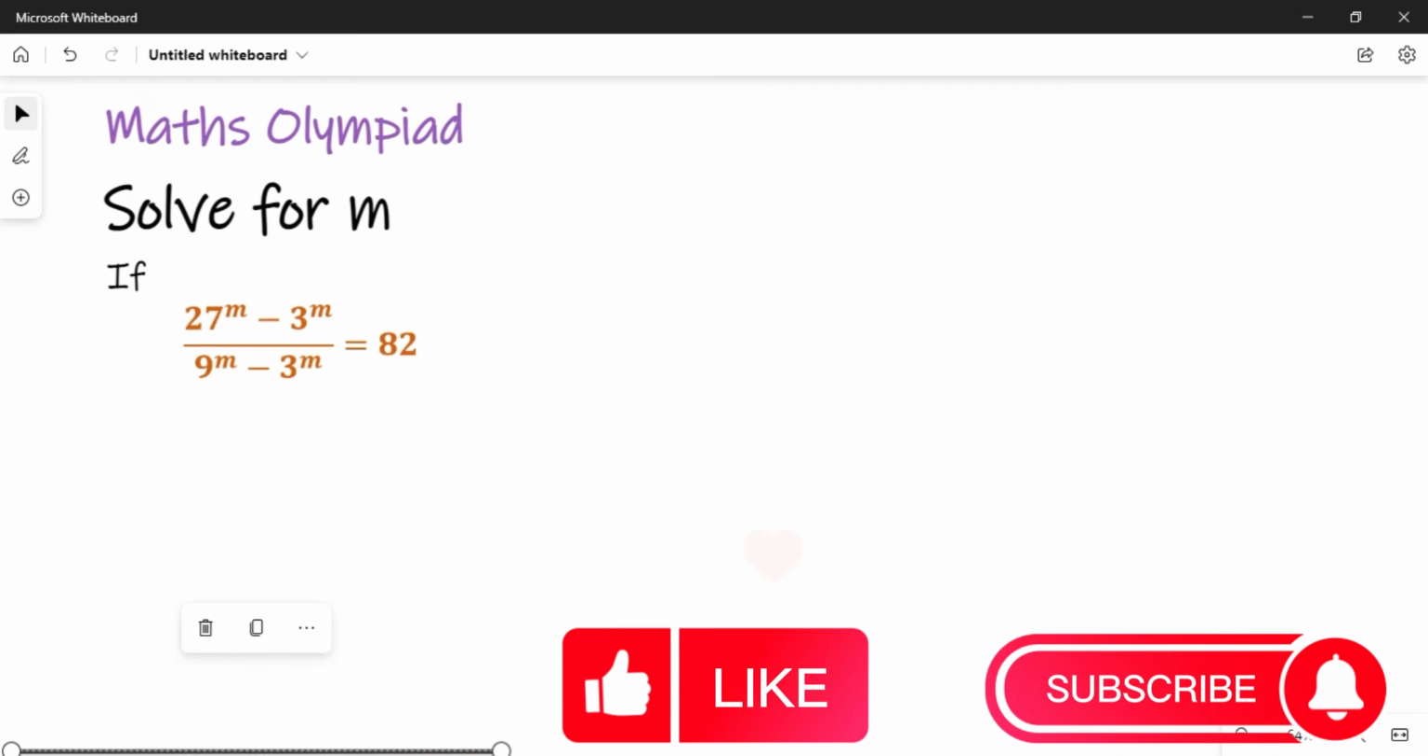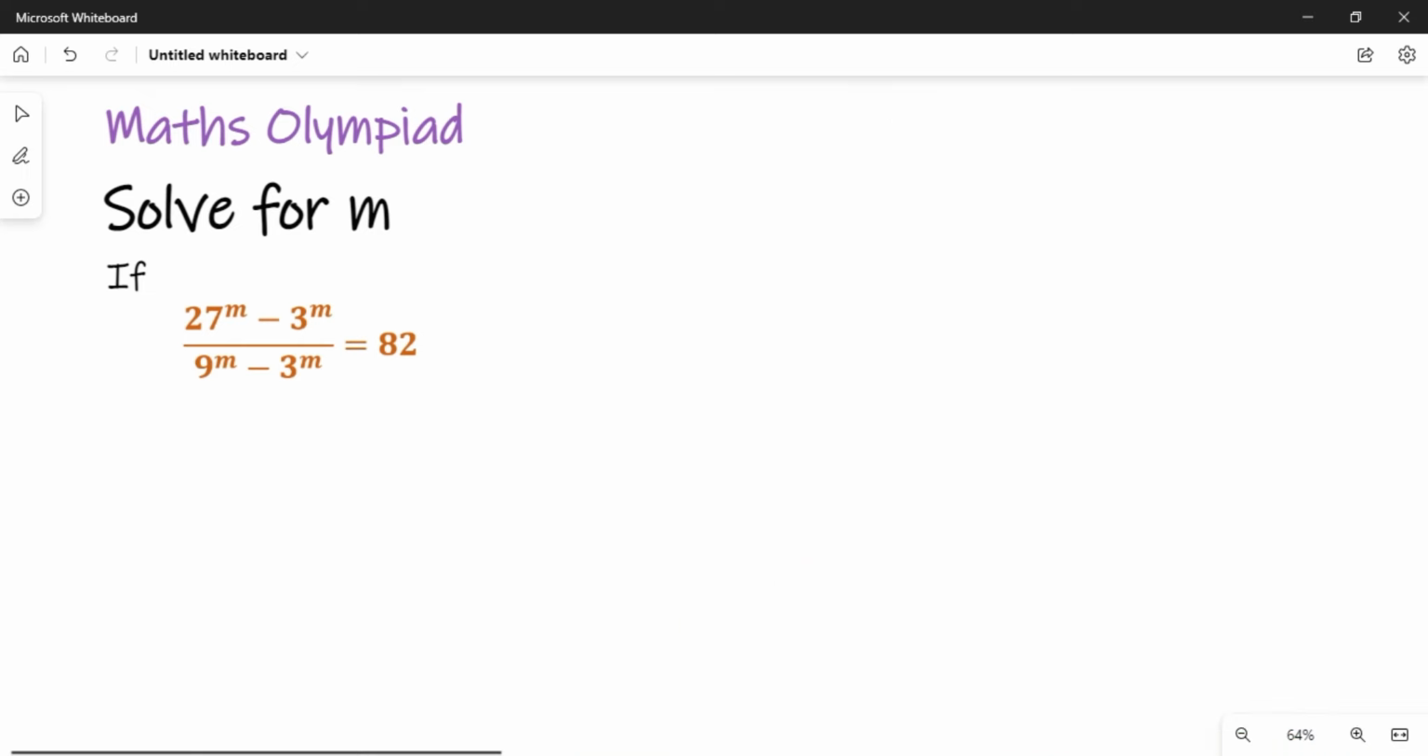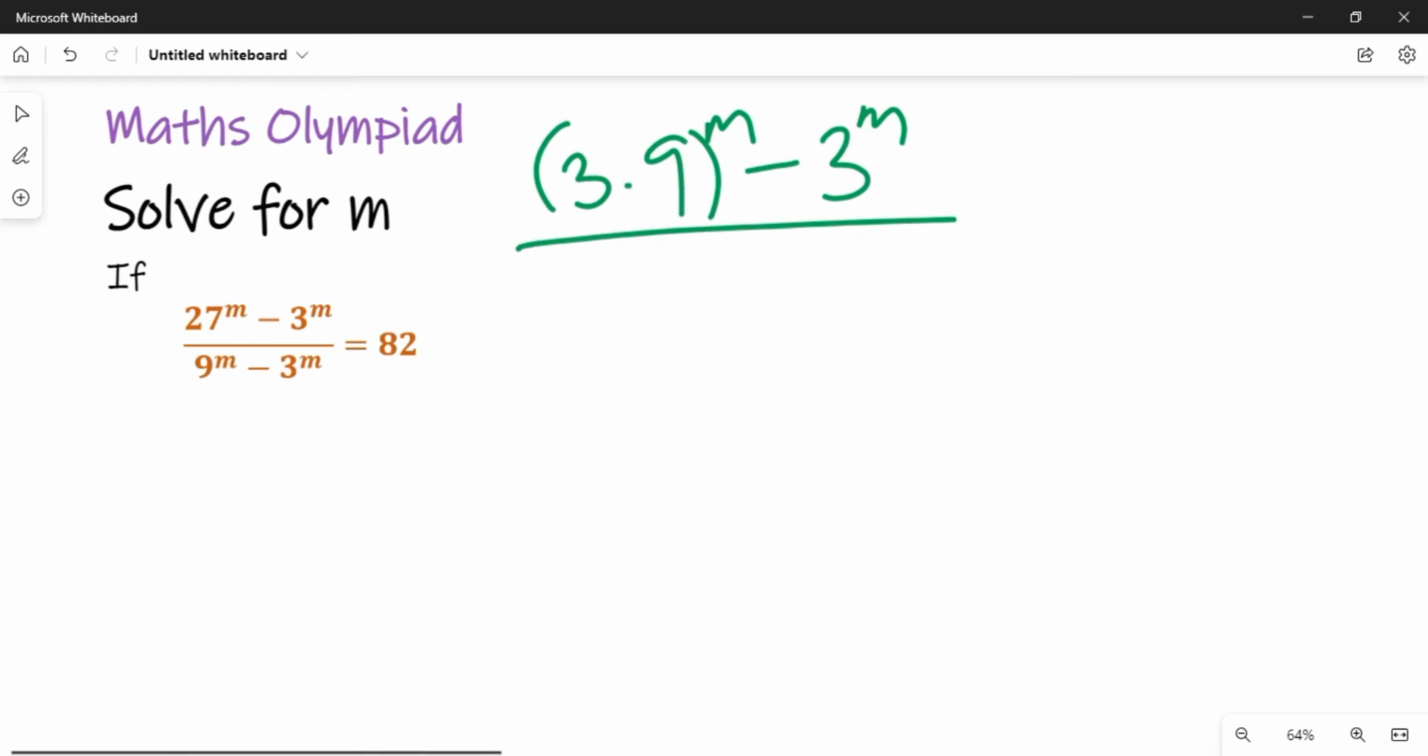Now let's solve. We are asked to solve for that value. So to solve that, what we simply need to do is to simplify 27, and that will give us 3 times 7 raised to power m minus 2 raised to power m all over. We'll also simplify this. This will give us 3 multiplied by 3 raised to power m minus 2 raised to power m. That will be equal to 82.